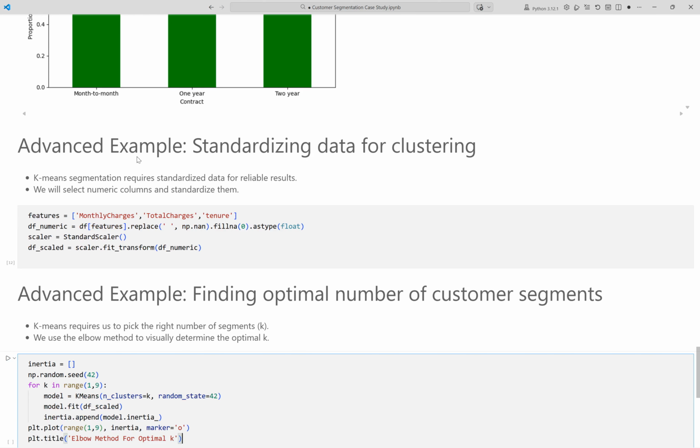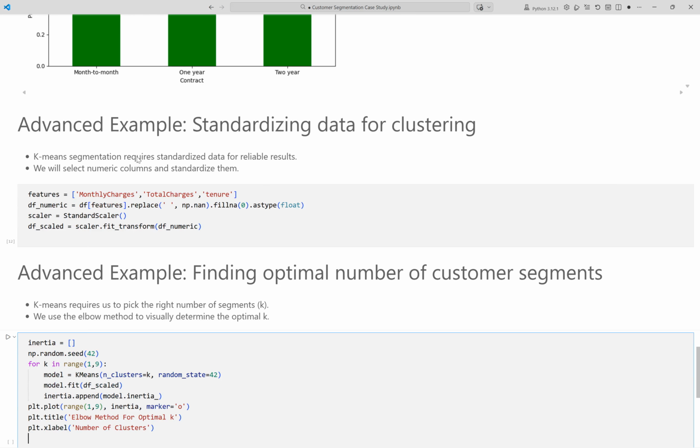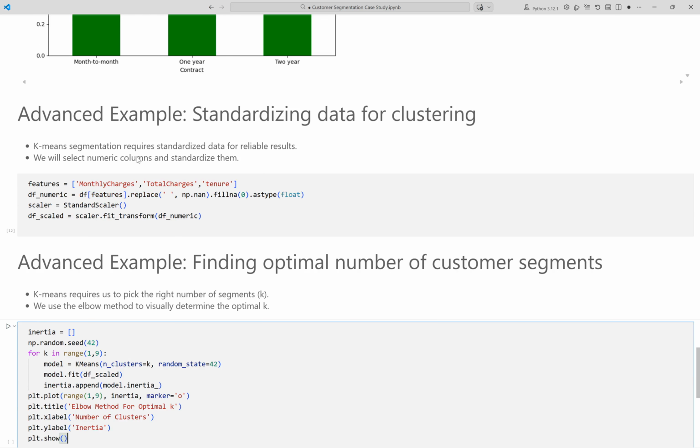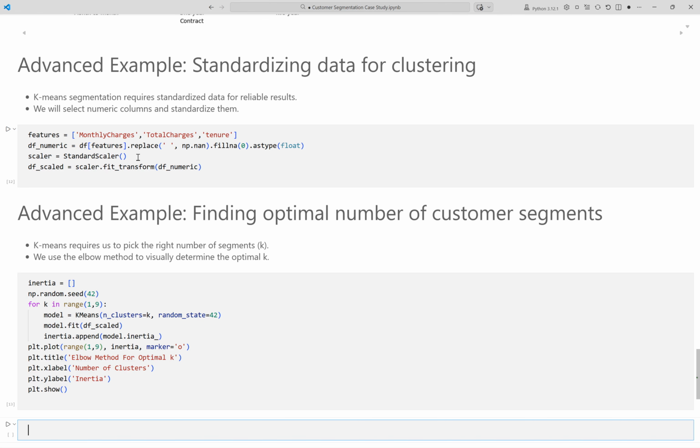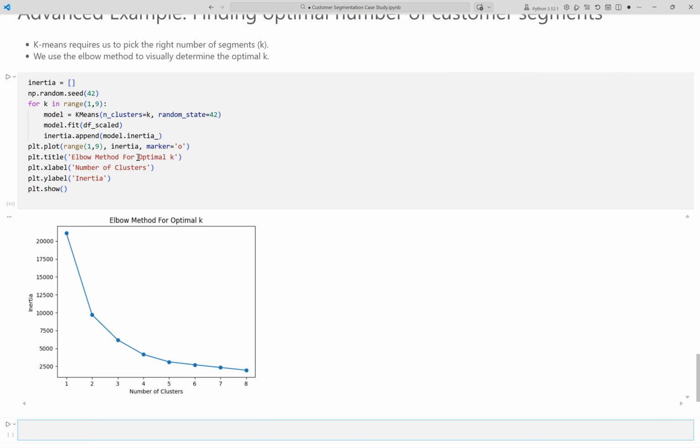Running the cell now. This elbow plot shows how inertia, or within-cluster variance, decreases as the number of clusters increases. Notice the sharp bend, or elbow, around 3 clusters, indicating that adding more segments beyond this point yields diminishing returns. This visualization helps us select the optimal K by balancing model complexity and fit quality in customer segmentation.